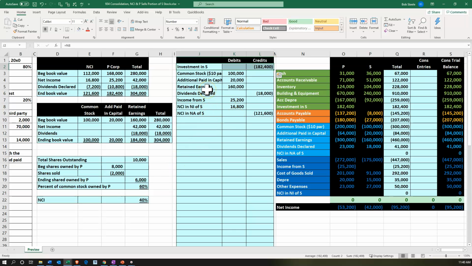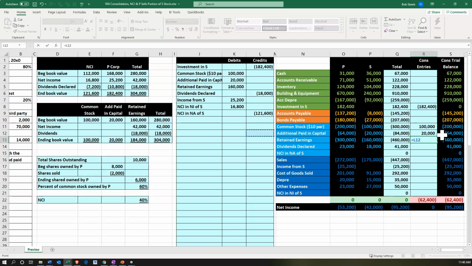So let's go ahead and post this out. Here's the investment. Investment in S is up top. That should go down to 0. So I'm going to say that equals the 184.4. Then we're going to go on down to the common stock. Common stock, 100,000. That's going to remove S's portion, bringing us back to P's portion. Just like with the additional paid in capital, same process, same result.